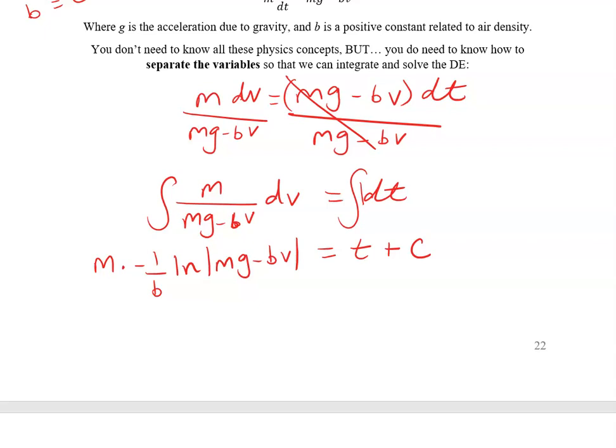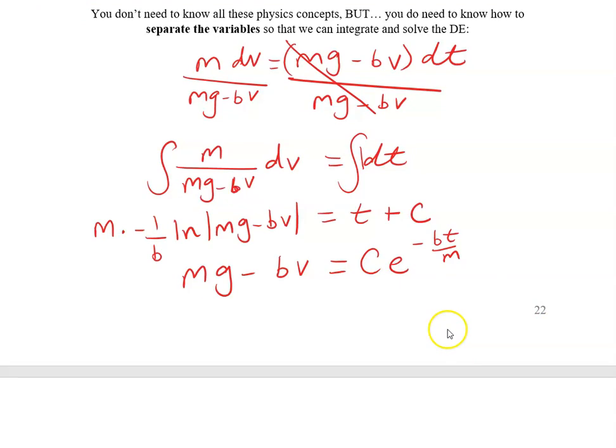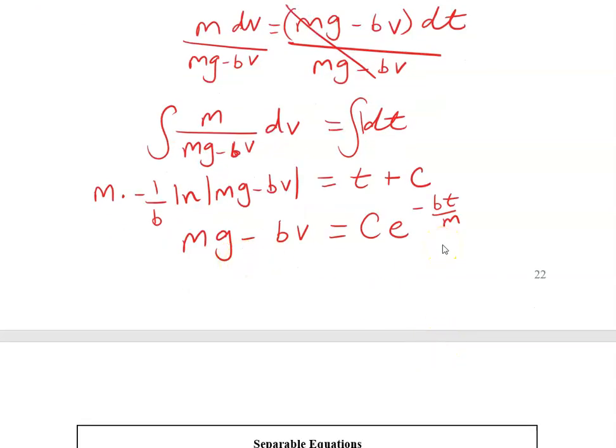Okay, and then what you want to do once you solve using separation of variables is, in general, try to do this if the solution can be written explicitly, where it's the dependent variable solved by itself. You want to go ahead and do that. I'm going to do a lot of algebraic hand waving here, take my word for it, but this ends up becoming mg minus bv equals ce to the negative bt over m. And I realize right now you're looking at that saying, where in the world did she get that? I have no idea what just happened.